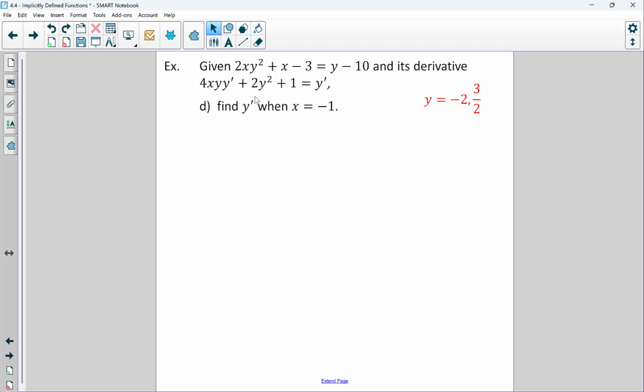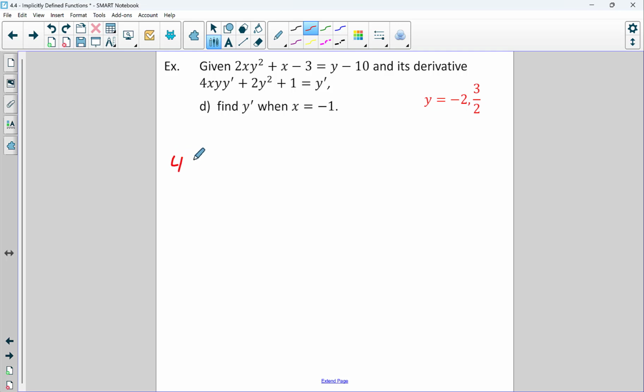Start by plugging in -2 in for y, just like we're going to plug in x equals -1, we're going to plug in y equals -2, solve for y prime. That's your first answer, and then come back and replace the -2 with 3/2, calculate it again, that's your second answer. Go ahead and pause here, hit play once you've finished with y equals -2, we'll check our answer, and then you can pause it again as you continue to rework it with 3/2, we'll check our answer again. All right, let's take a look.